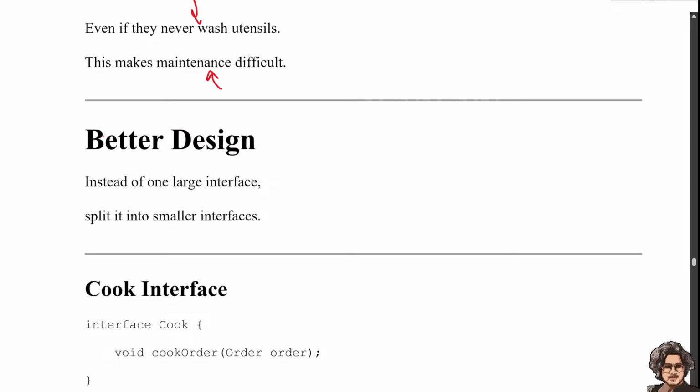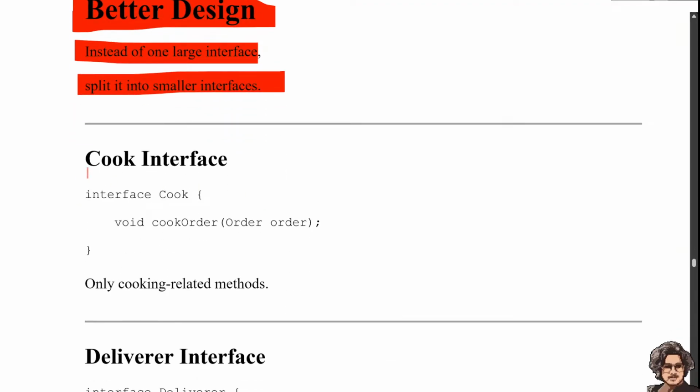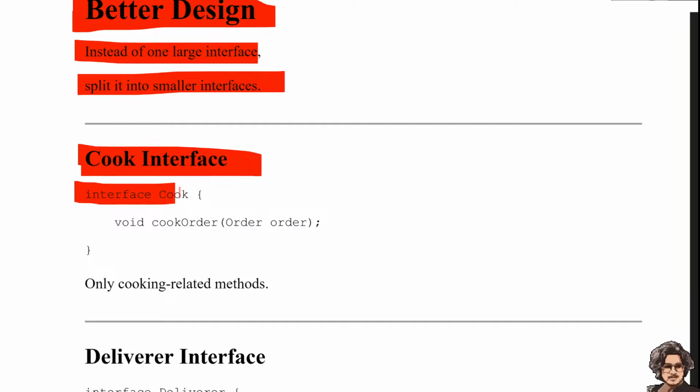So what is the better design for this? Instead of one large interface, we split it into smaller interfaces. We have a cook interface, which has only cooking-related methods.